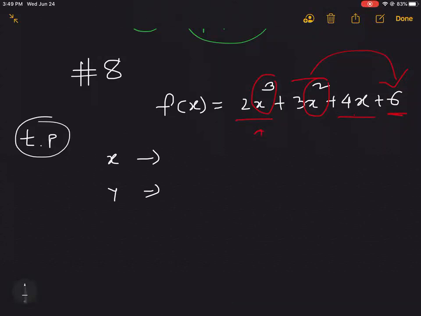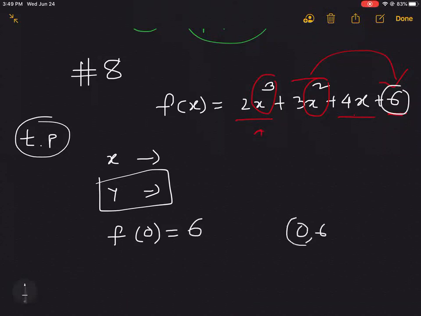So if I plug in, let's try the y-intercept. If I plug in x equals 0, I can see all I'll have is 6. That means (0, 6) is my y-intercept, okay?